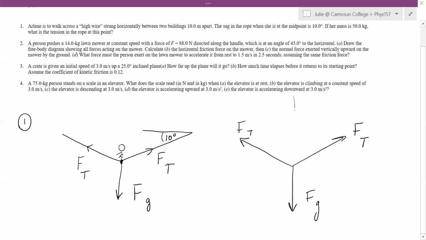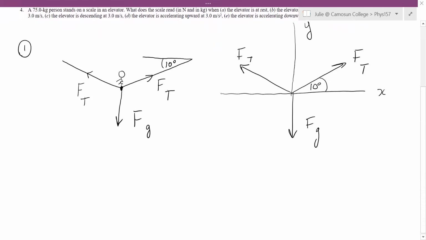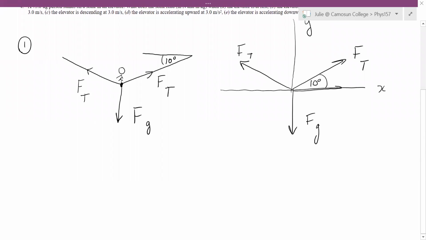So let's do x and y coordinates here. There's x, there's y. Now, if it's 10 degrees up there, it would be 10 degrees down here as well. So you would do all the x and y components for FT. That would be FTx. And then you'd have an equal and opposite FTx this way. So you don't really have to worry about FTx. Those two would cancel each other, but you would have two y components for FT, FTy and FTy.